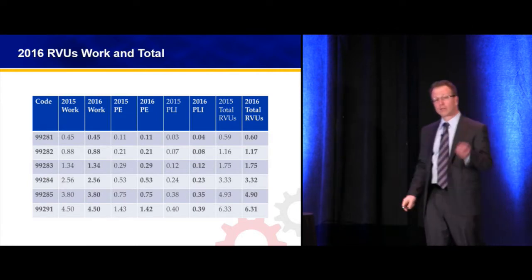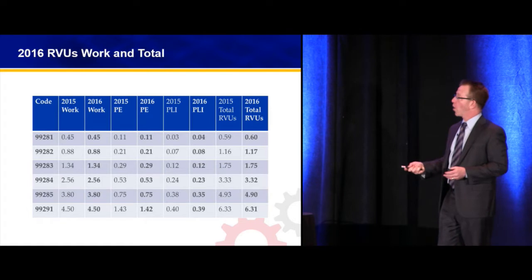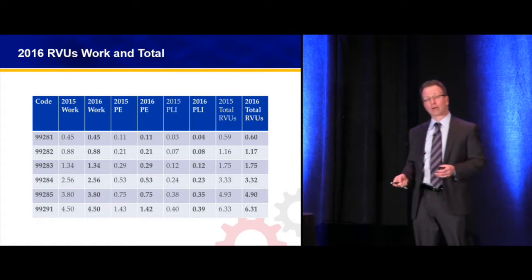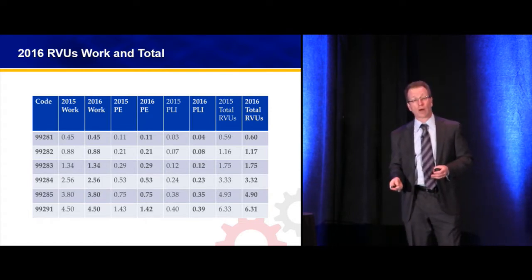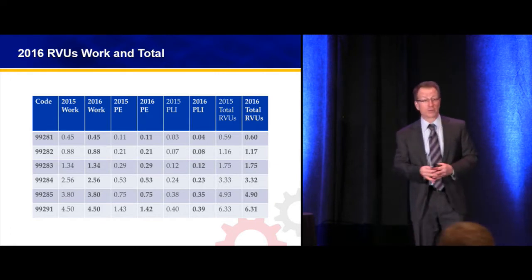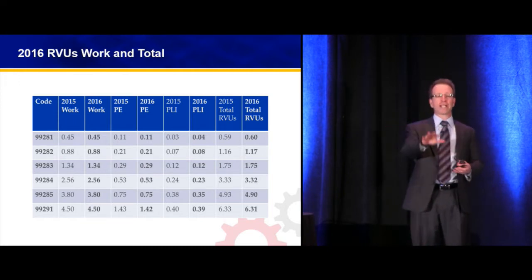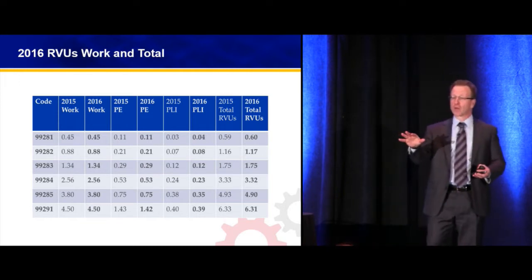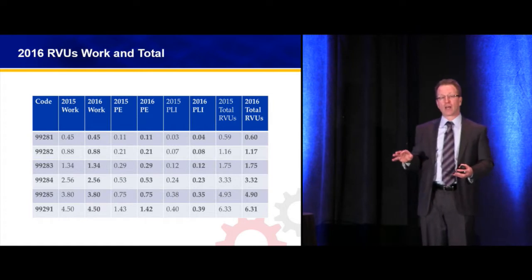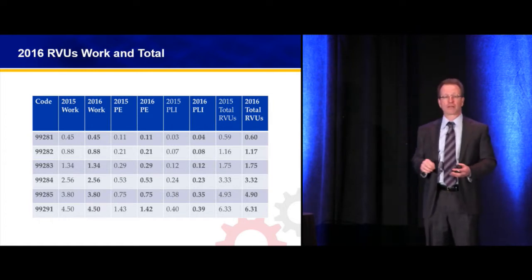Here are our RVUs. I have 2015 and 2016 here for comparison. The work RVUs almost never change. The last time we had a work RVU change was in 2012. I don't think we're going to have a work RVU change in the near future. What I usually do just to demonstrate that is, has anybody in this room received the survey from the Relative Value Update Committee to gauge their amount of cognitive and physical effort for a 99285?